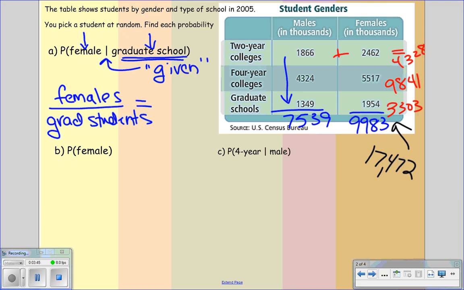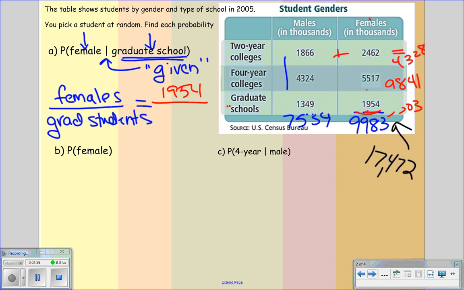All right, so the probability that it is female given grad school. All right, so I'm actually looking at this number right here, 1954. Okay, because that's female right there, and then it's also grad schools. So basically, you're looking for the intersection of those two cells. That column and that row, they intersect right here. So I'm going to need 1954 over, and my total number of grad students is 3303, right? If I'm looking at this, I'm going across.